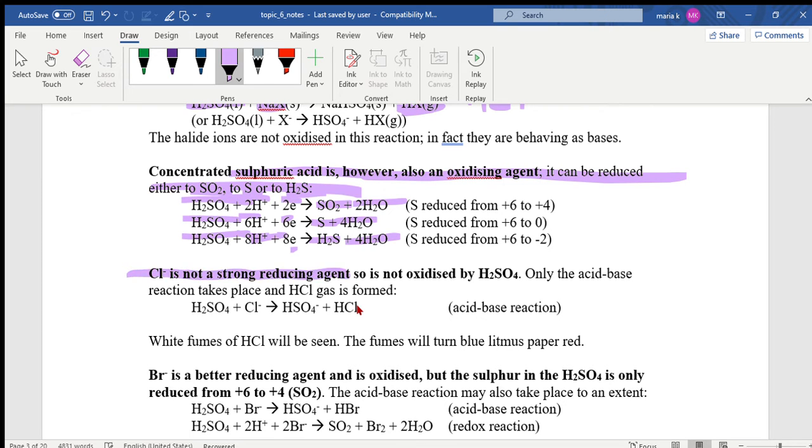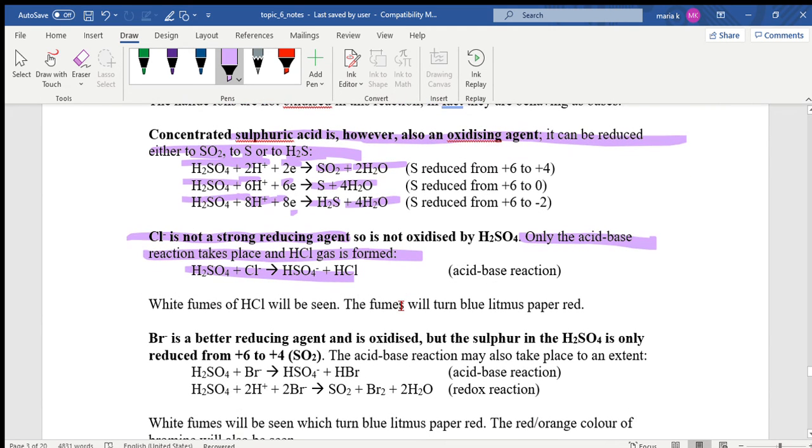Cl- is not a strong reducing agent, so let us explain that. Cl- has one extra electron. A reducing agent is itself oxidized, so it is itself a loss of an electron. So it is not oxidized by this. Only the acid-base reaction takes place and HCl is formed. So there is no ClHSO4, it's only HCl and HSO4.